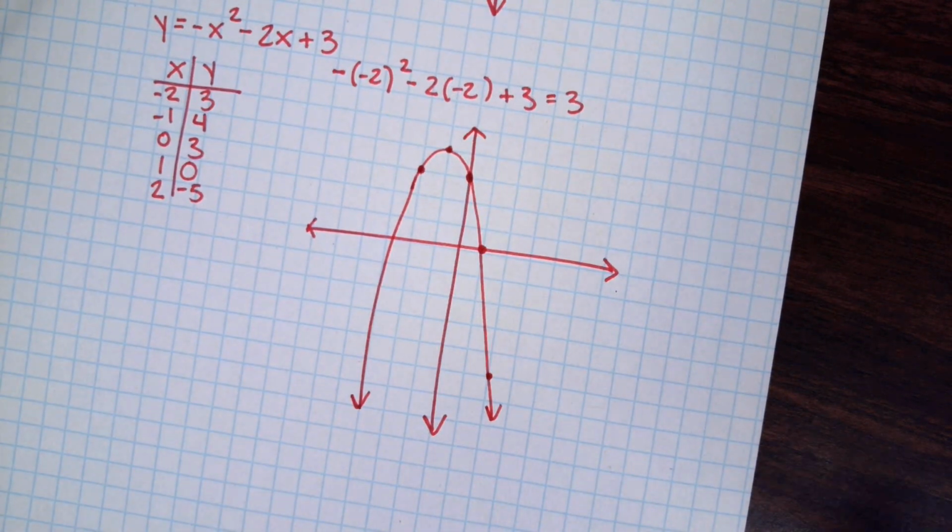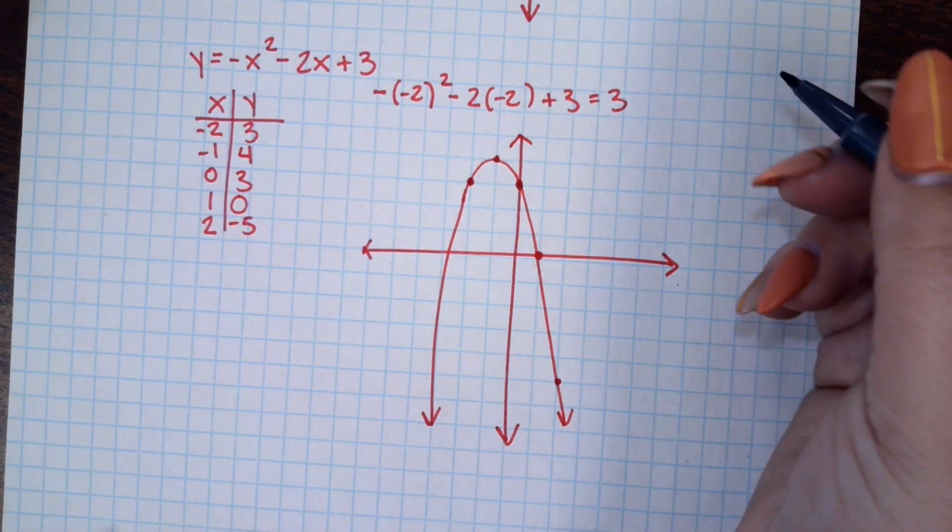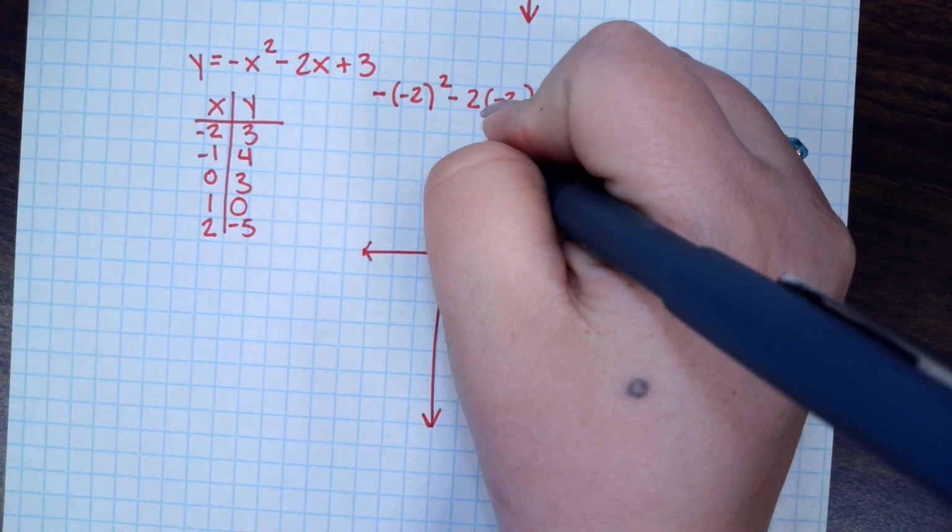All right, let me switch colors here. And I'm going to use a different color to label our important parts of our graph. So the first important part is this point here.